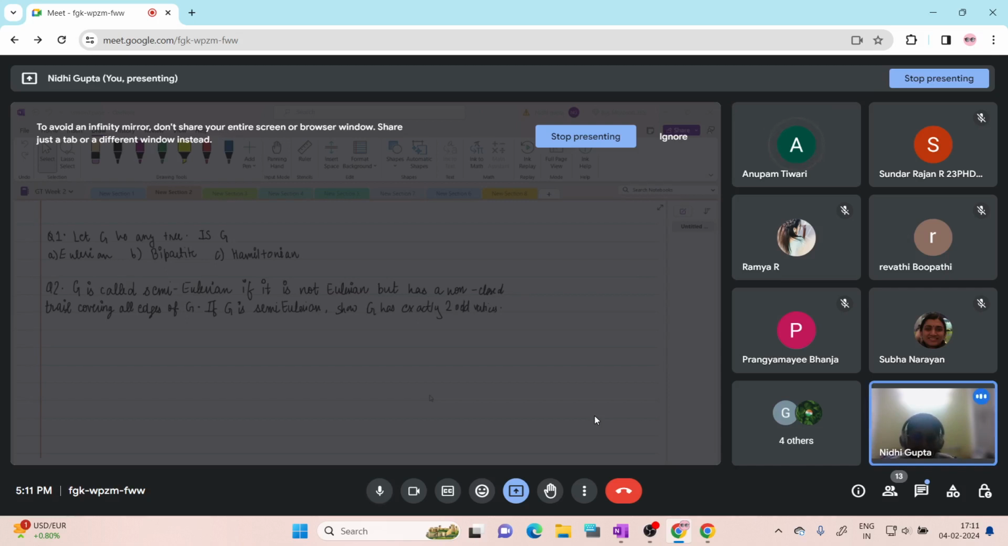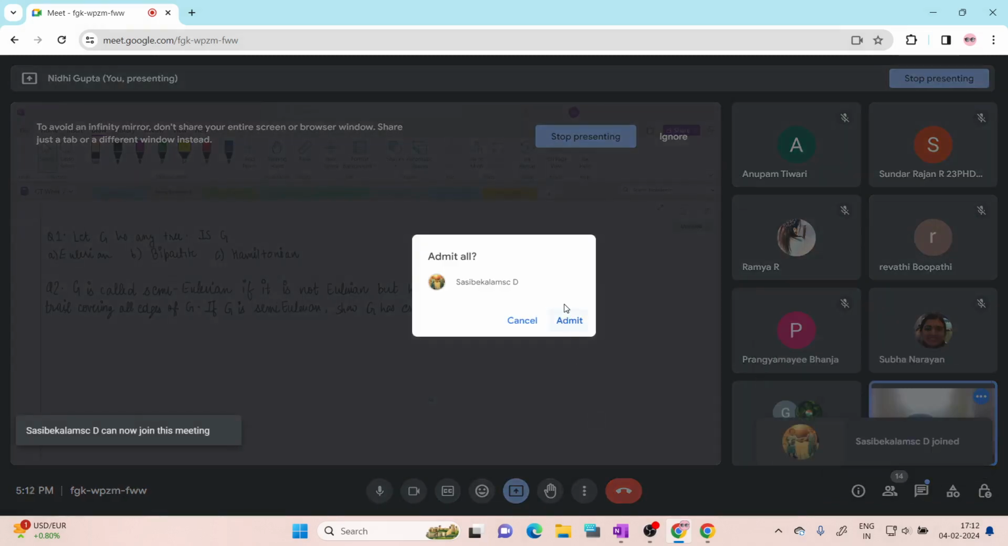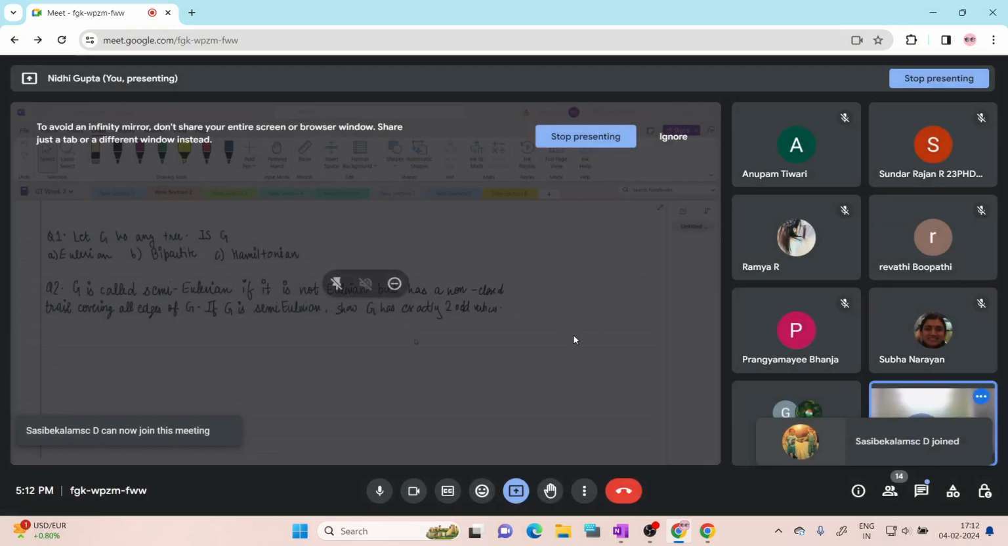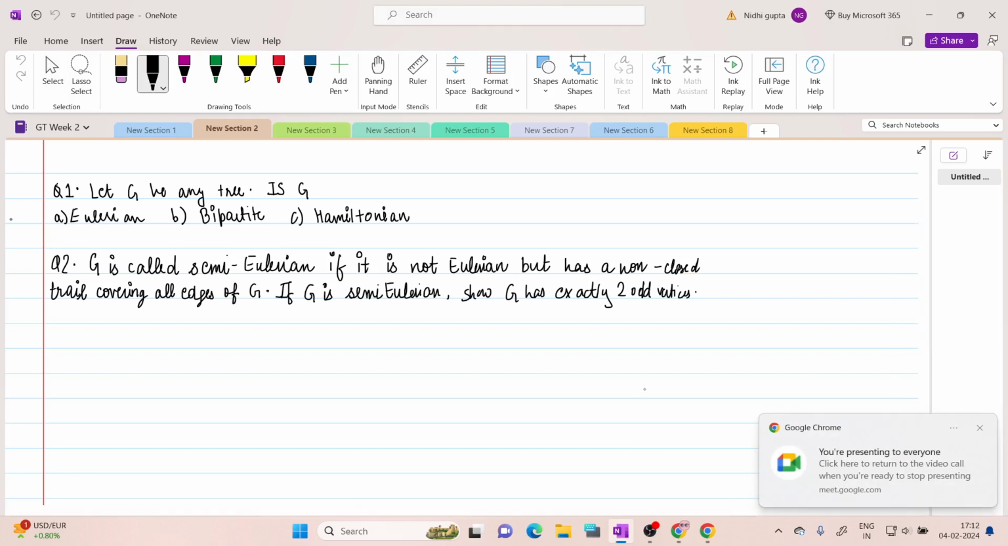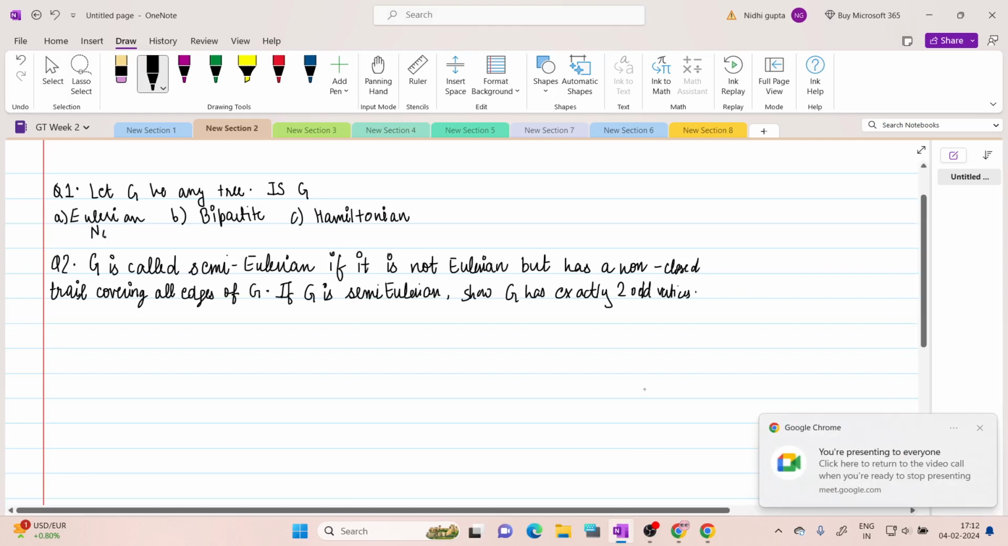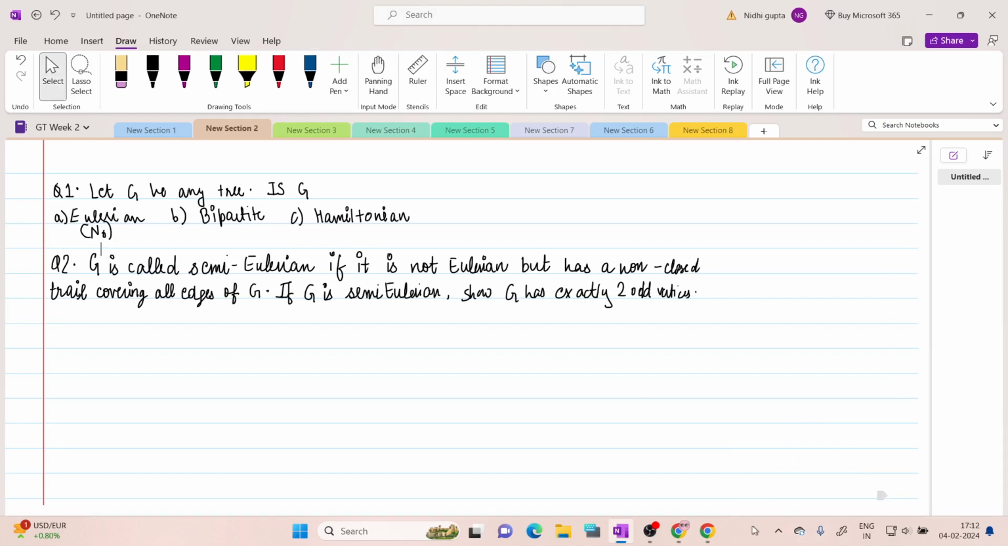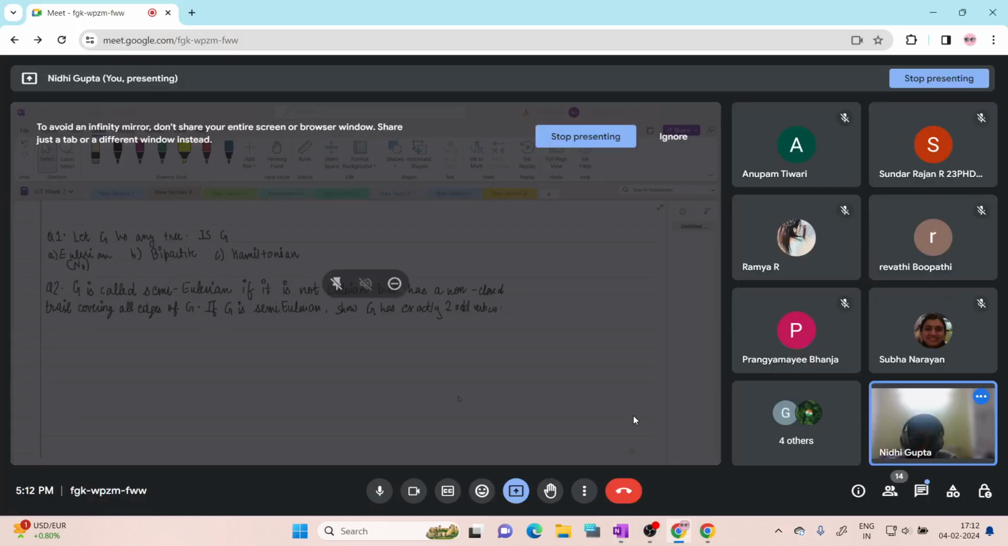Can a tree have all the vertices of even degree? No, because a tree has no cycles, right? Since a tree has no cycles, we cannot find a closed trail. So a tree can never be Eulerian. Is this clear why a tree can never be Eulerian? Yes.